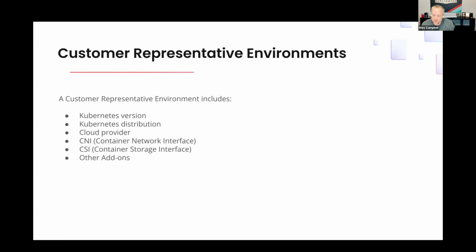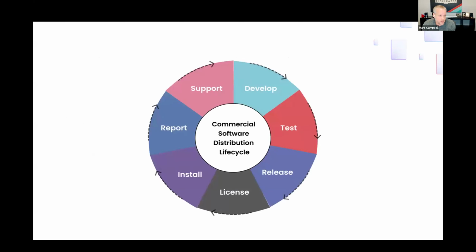But then all of the different distributions can start to make a little bit of a difference in how Kubernetes acts. OpenShift is a key one that behaves a lot differently. And then there are differences in the CNI and CSI, the networking and the storage interfaces for each of these Kubernetes distributions. So what we want to do is give you really customer representative environments to remove that unknown when you're about to deploy into a customer site.